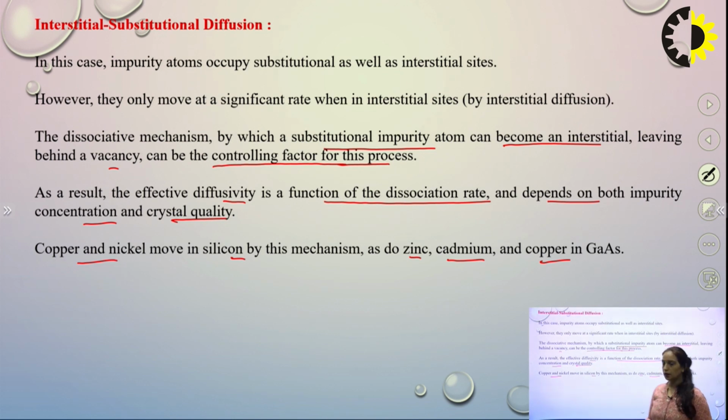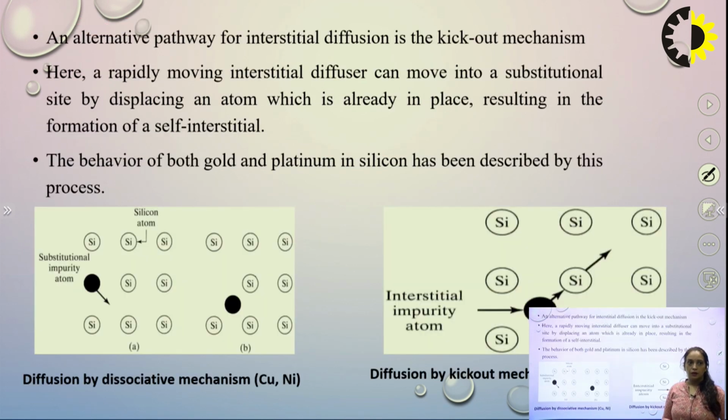When we diffuse these impurities in a gallium arsenide substrate, this is also done by interstitial-substitutional diffusion. So here we can see in the diagram that the diffusion is by the dissociative mechanism. This is done for copper and nickel, and in the case of gold and platinum we have the kick-out mechanism. Okay, so it is known as the kick-out mechanism.